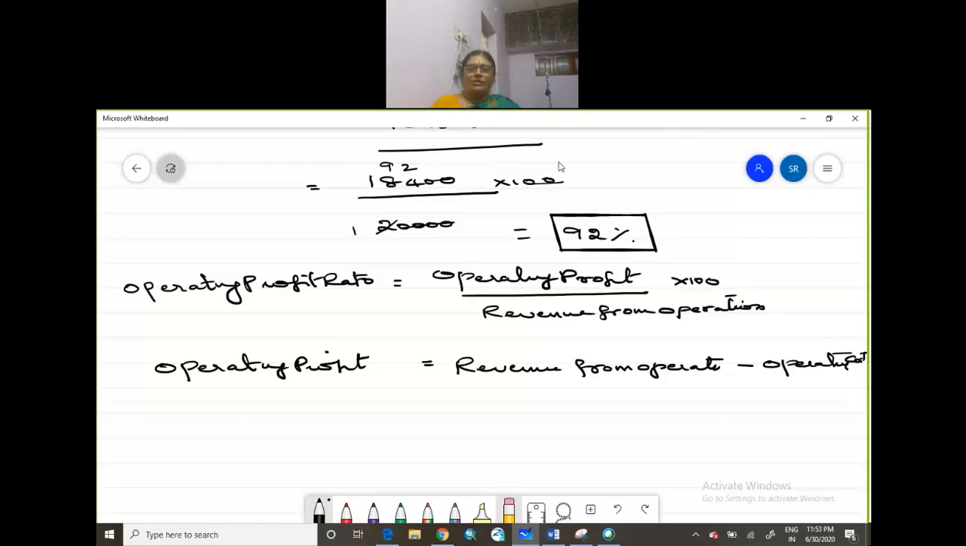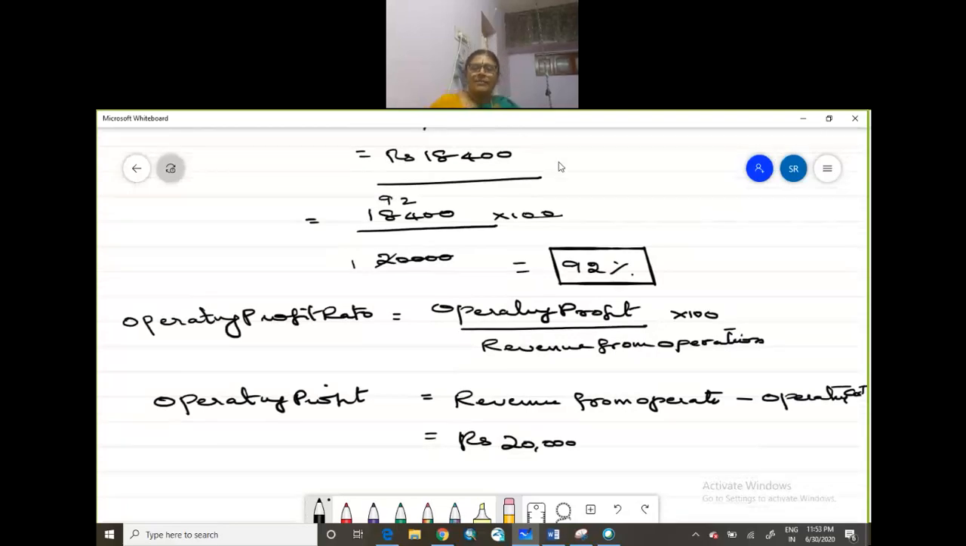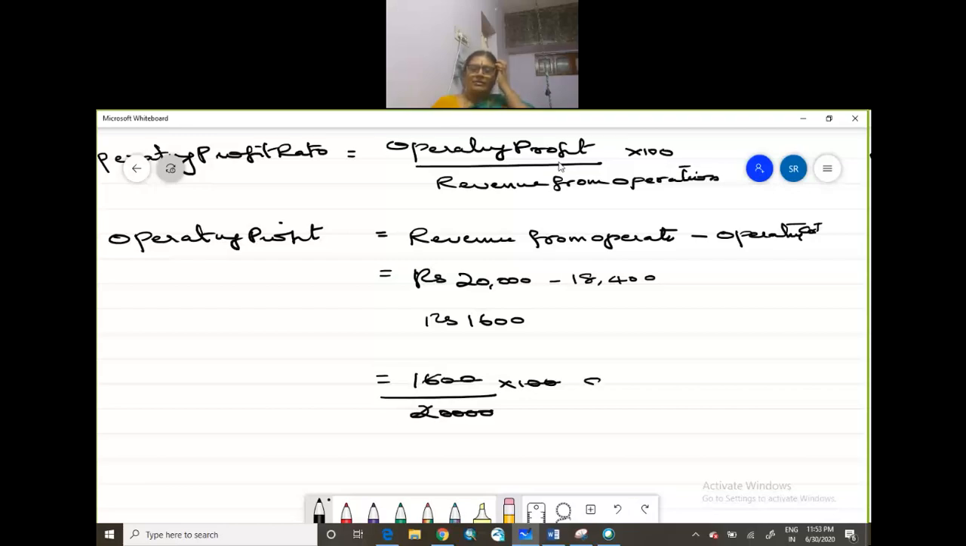The revenue from operation is rupees 20,000. And when you were calculating operating cost ratio, we found out the operating cost, isn't it? What is your operating cost? 18,400. 20,000 minus 18,400. So what is the balance? Rupees 1,600. So nothing is difficult here. 1,600 divided by 20,000 into 100. So 2 is going to go here 8 times.